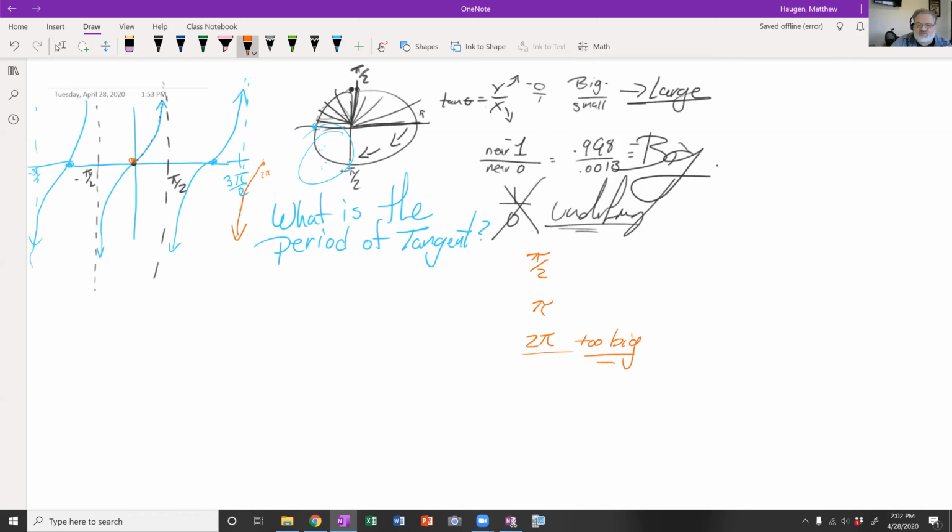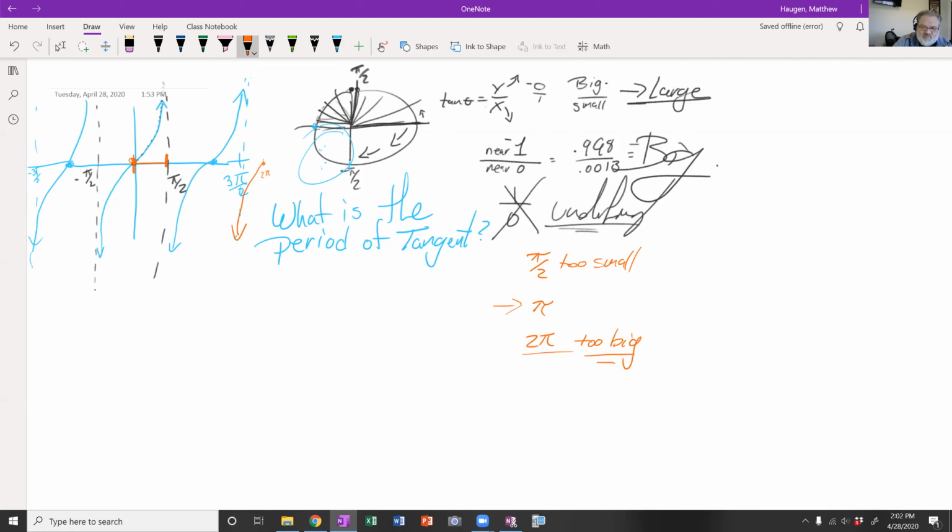If we have a period of pi over 2, that would be the distance from there to there. And in the pi over 2, it's doing a full sweep, but it's not doing both the positive version and the negative version. It's only doing the positive version. So that's a little too small. Not to be Goldilocks here, but that pi is what we're looking for.